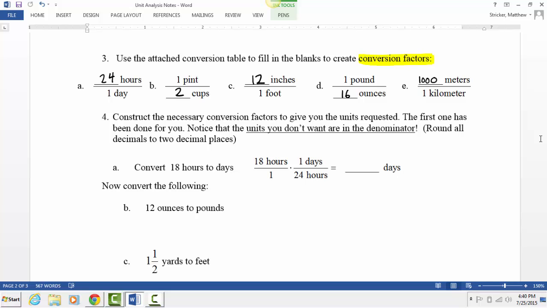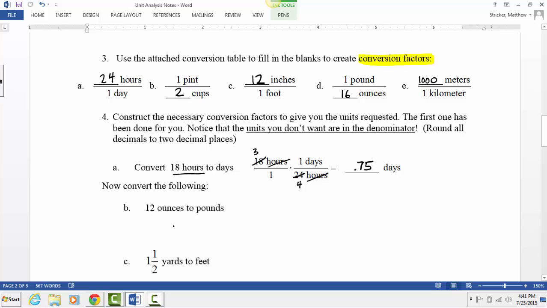So I always like to write out first what we're given. We're given 18 hours. So I write that first. 18 hours times, and here's our conversion factor. There's 1 day is 24 hours. We want hours to be on the bottom because it needs to cancel with the hours on the top. And of course, we can reduce here. 18 and 24 are both divisible by 6. 6 goes into 18 3 times, and 6 goes into 24 4 times. So this is 3 divided by 4, which is 0.75 days.